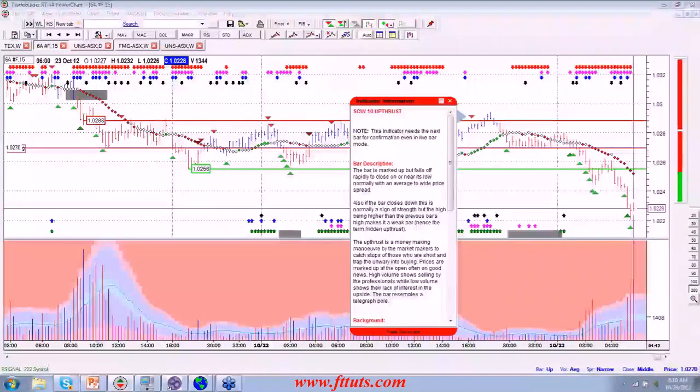I'll give you a clue. Look at the next bar as well. So look at the next bar to it. All right, so have a look very closely.